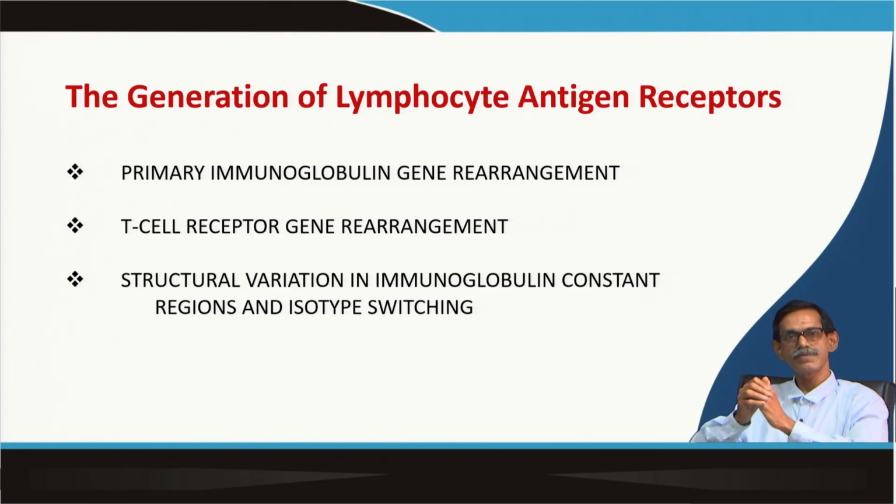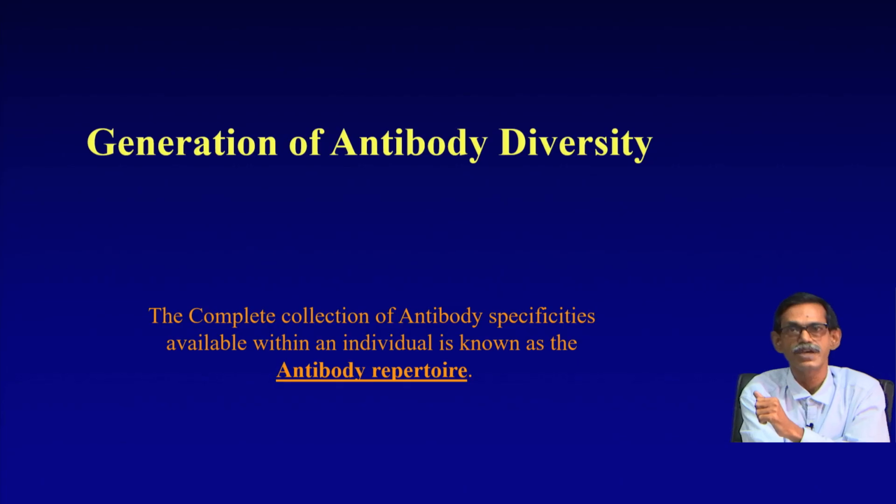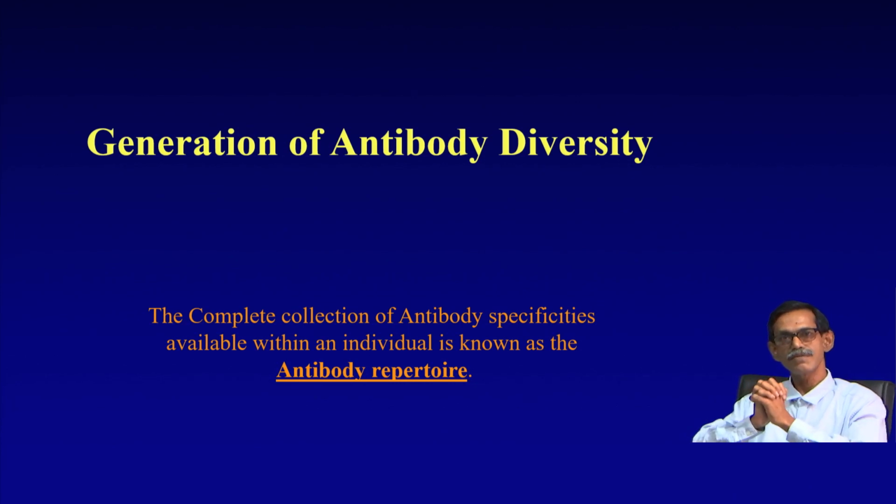And as the last part, we will see the structural variation in the immunoglobulin constant gene, which we already know a little, and how this constant region is changing and how the different immunoglobulin isotypes are formed. So, we will see isotype switching as the last part. I will start today with immunoglobulin gene rearrangement, or generation of antibody diversity.